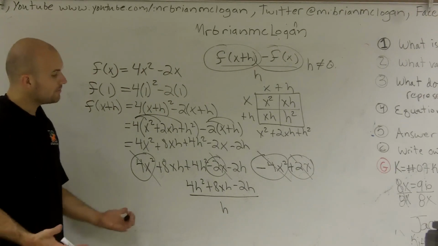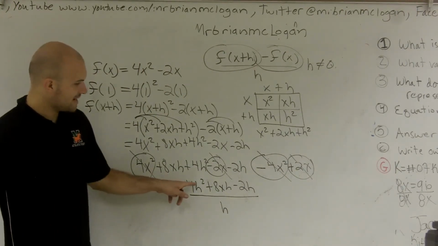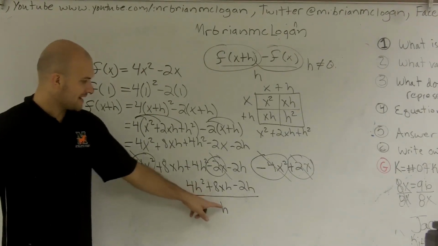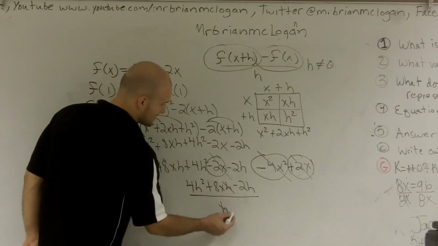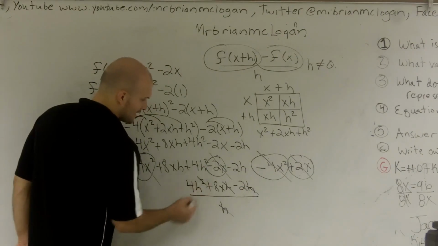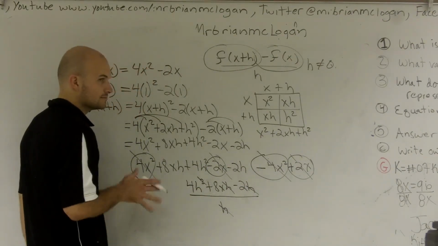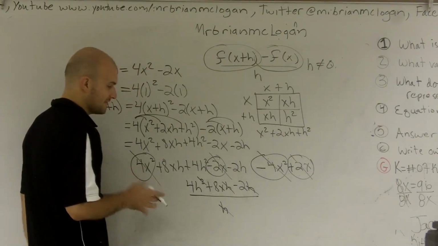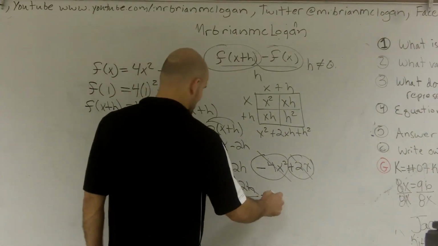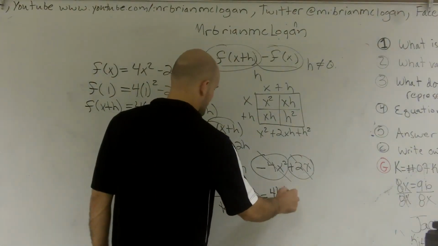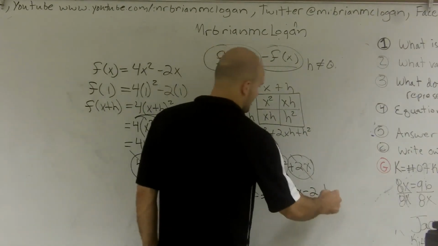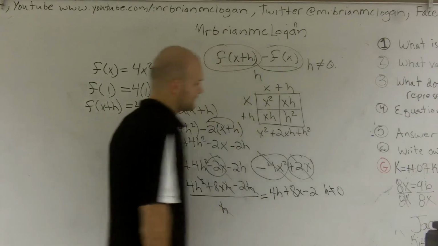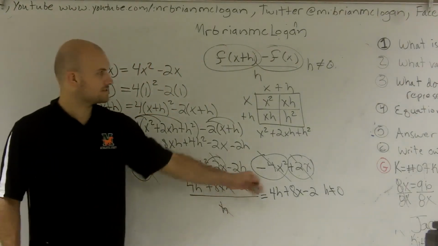Now what we notice is I can simplify. I can divide this h into all of these. So I can cancel these h's, and this one cancels out too. Right? So therefore, my final answer is 4h plus 8x minus 2, where h cannot equal 0. So that's all I want to do.